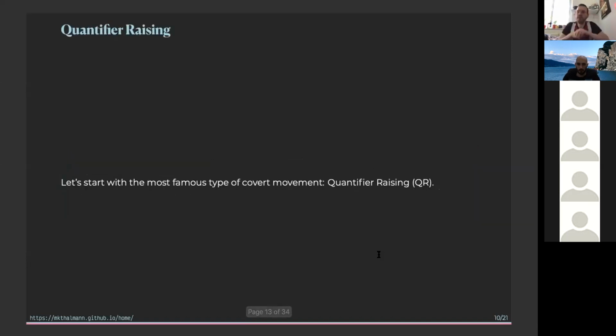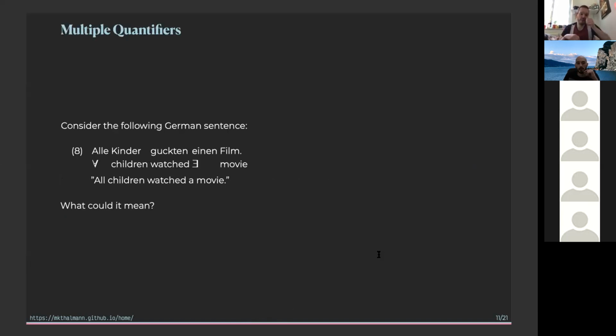Okay, so the first type of movement is quantifier raising, and that's arguably the most important and the most famous type of covert movement. So now let's introduce why we need covert movement, namely quantifier raising. So we have the German sentence here. The English sentence is equivalent, I think, but my intuitions are just stronger in German, so I'll have German sentences here.